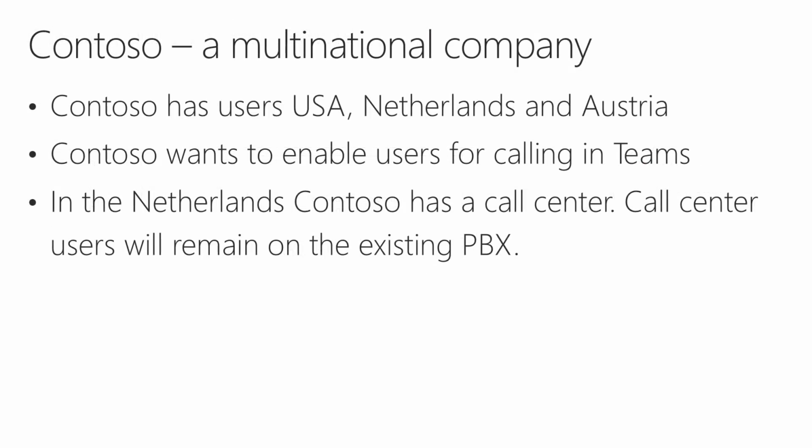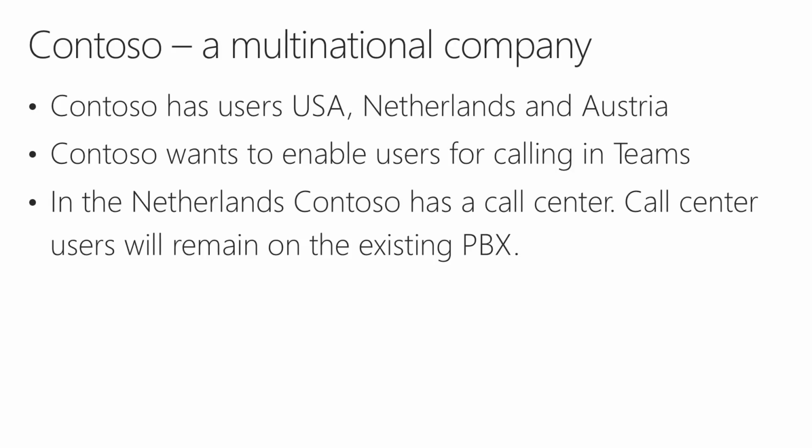Let's take a look at the customer example, how they are going to use direct routing and combine it with the Microsoft phone system. So in the example, Contoso is a multinational company and they have users in the USA, in the Netherlands, and in Austria.